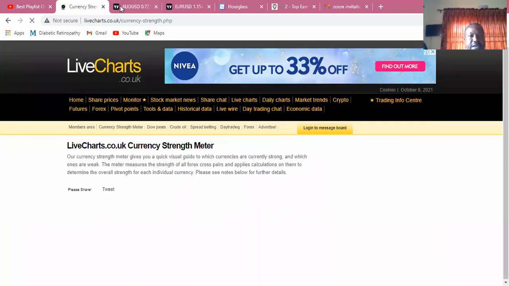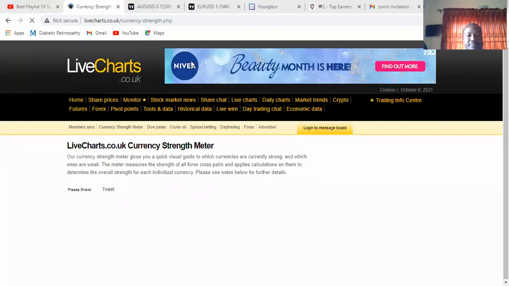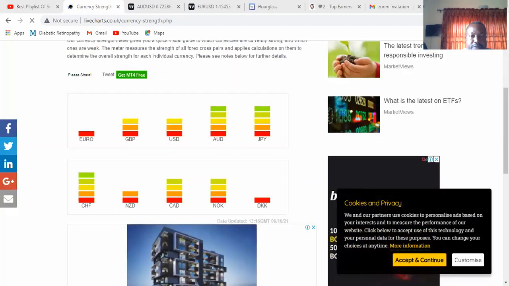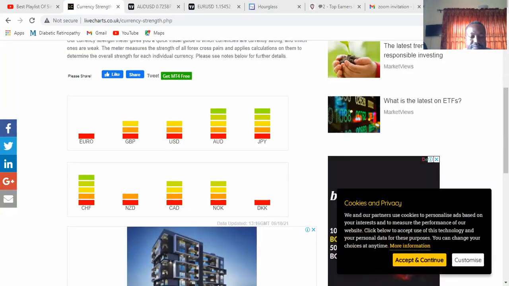So for the sake of clarity, you talk of bullish when you expect upward movements, and you talk of bearish when you expect a downward movement. So you must keep that in mind.